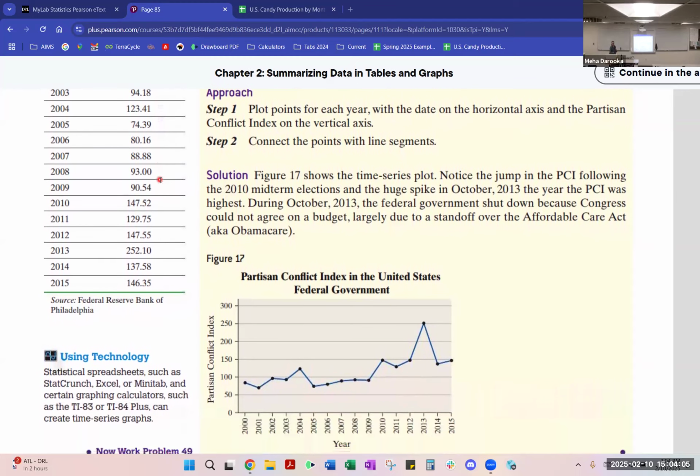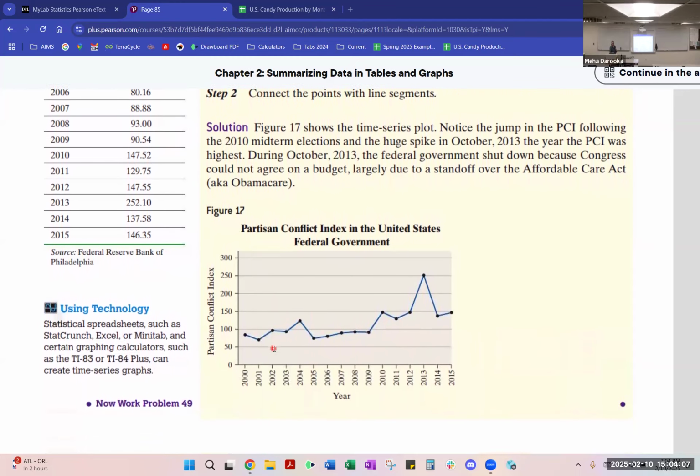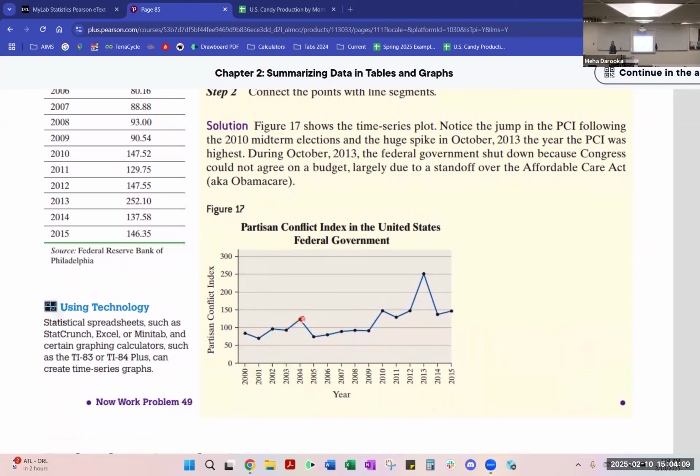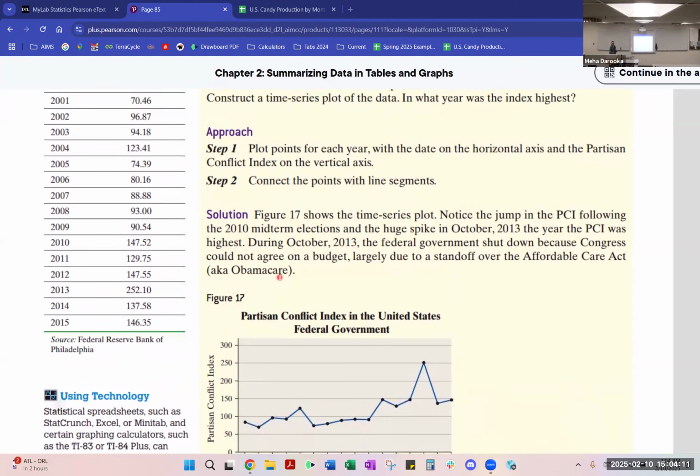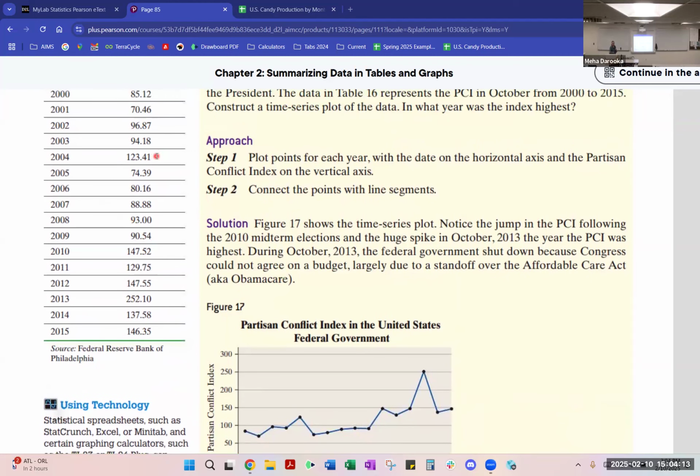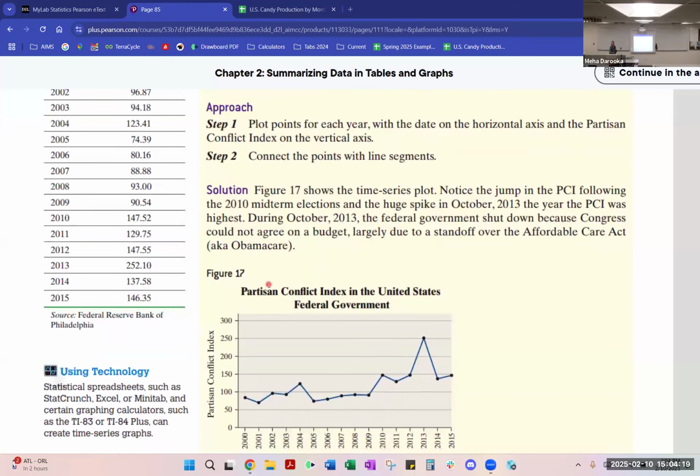Be careful. All right, guys, you will notice that starting in 2004, we're seeing a huge dip between 2004 and 2005. Numerically, we went from 123.41 to 74.39, and then slight growth over the years. This is where, in 2008, President Obama came in.